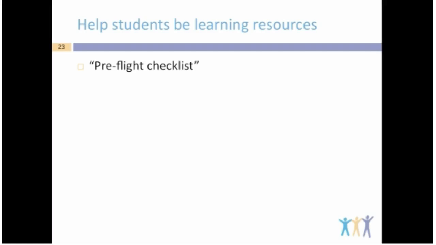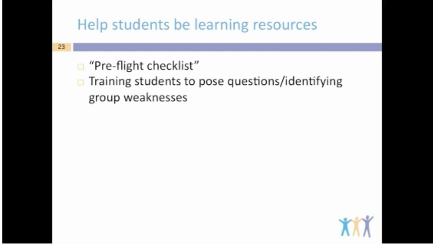And another technique where students can be learning resources for one another is training students to pose questions or identify group weaknesses after a piece of learning. So many teachers will finish off a piece of learning by asking groups, do you have any questions? And of course, many students don't wish to raise their hands at that point because they don't feel confident that there's a sensible question. So one way of encouraging students to ask questions is to say to groups of students, okay, in your groups, decide if you've got any questions.